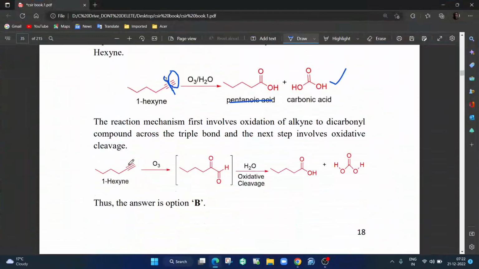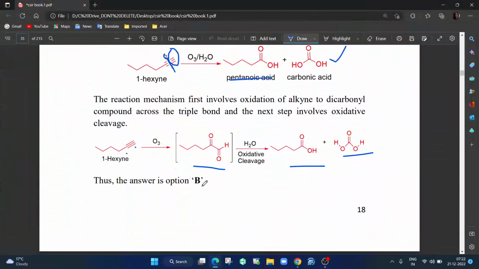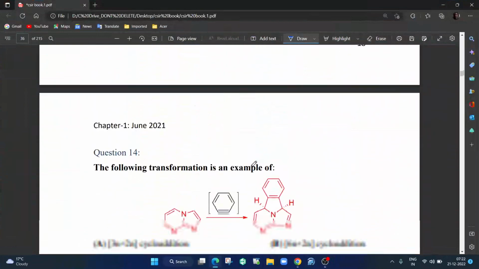So the mechanism is basically, first it gets oxidized, both sides become aldehyde. So both sides become carbonyl. So this part becomes ketone, this part becomes aldehyde, and then when you hydrolyze it, you get pentanoic acid and carbonic acid. Thus the answer is option number B.